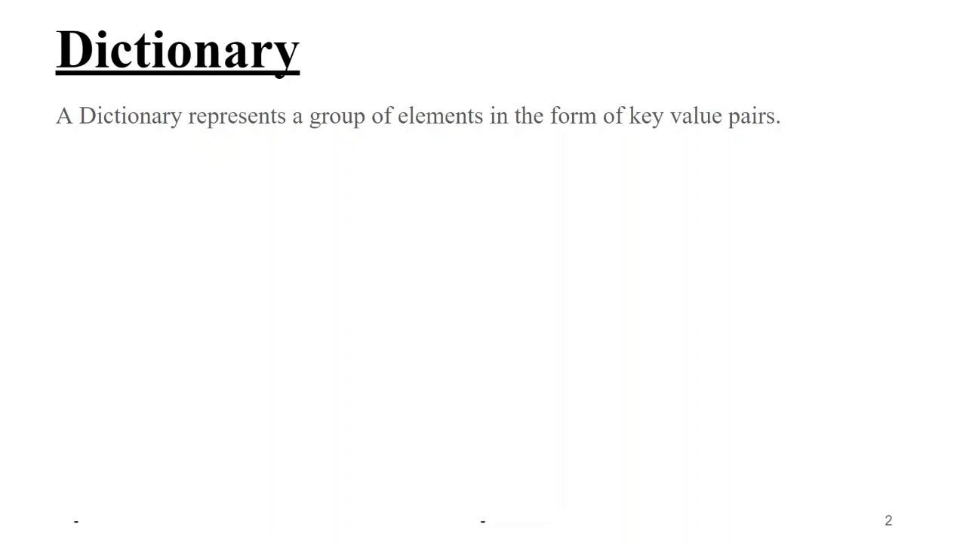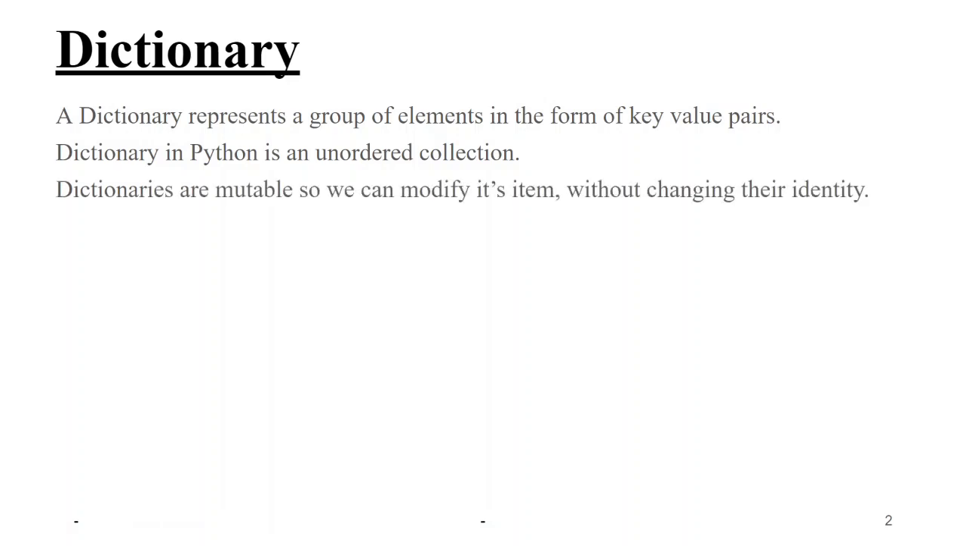Dictionaries are Python's implementation of a data structure that is more generally known as an associative array. A dictionary consists of a collection of key value pairs. Each key value pair maps the key to an associated value. So a dictionary in Python is an unordered collection of elements. Dictionaries are mutable, so you can modify its items without changing their identity.